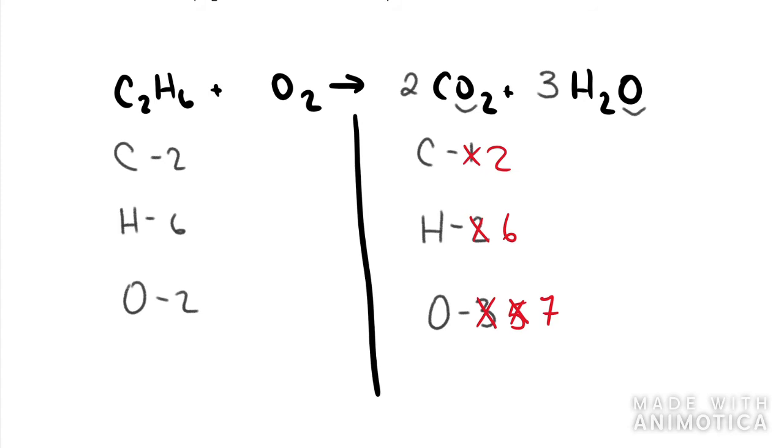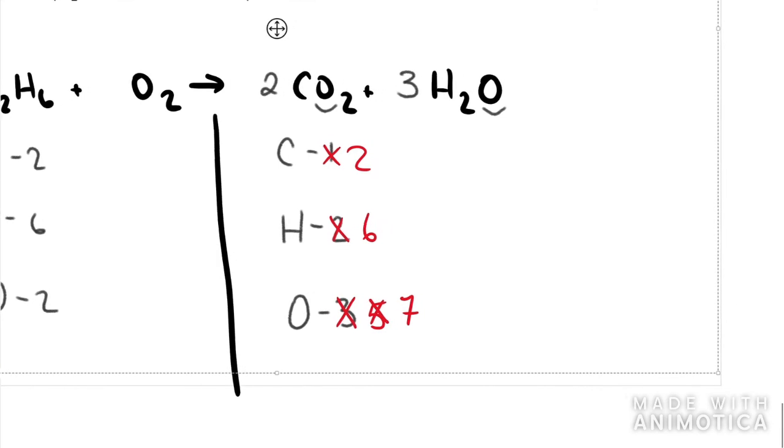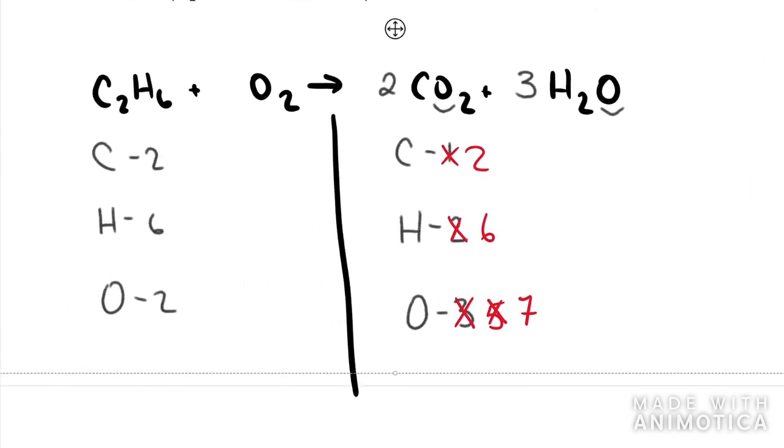How can we make 2 into 7? Seems like a tricky question, huh? Well, there's a couple ways we can do this. One is using fractions. So what could we multiply 2 by to get 7? Well, we'd have to multiply it by 3.5.